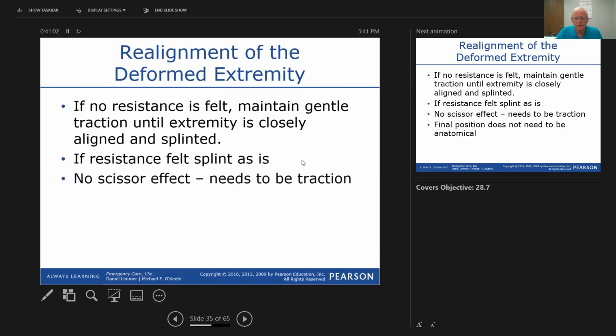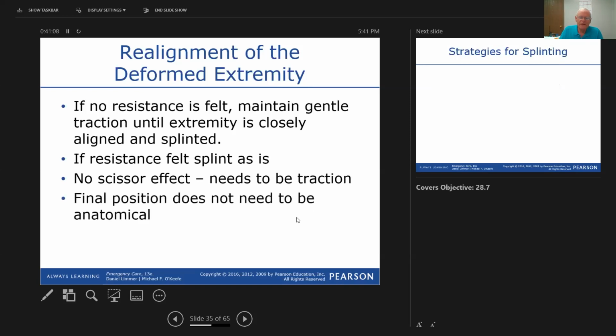And again, no scissoring effect. You need to make sure you're pulling traction on that distal part of the extremity. And the final position does not have to be totally anatomical. It just needs to be close to get rid of that kink, to reestablish any blood flow, and to take pressure off of the nerves, okay?